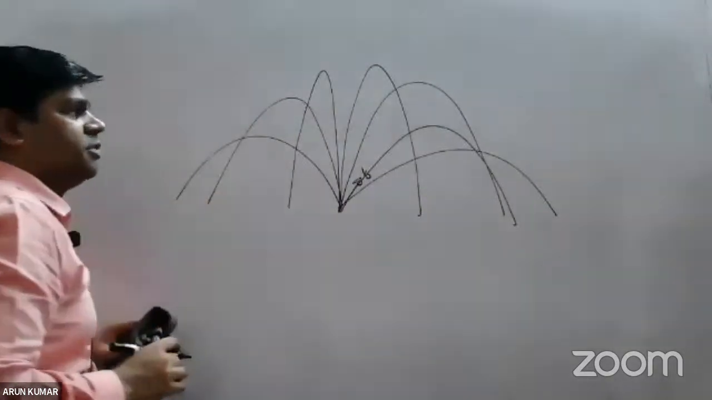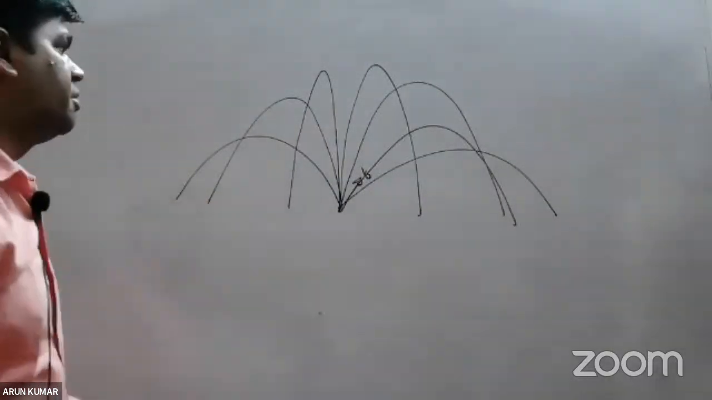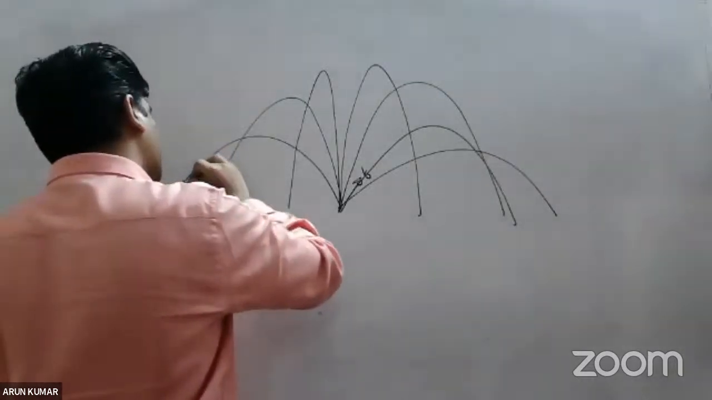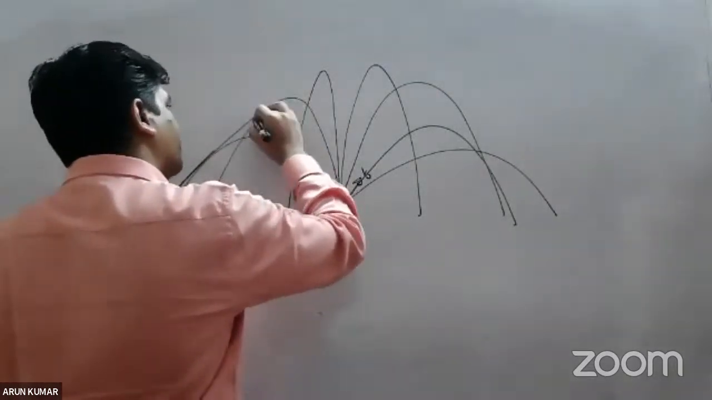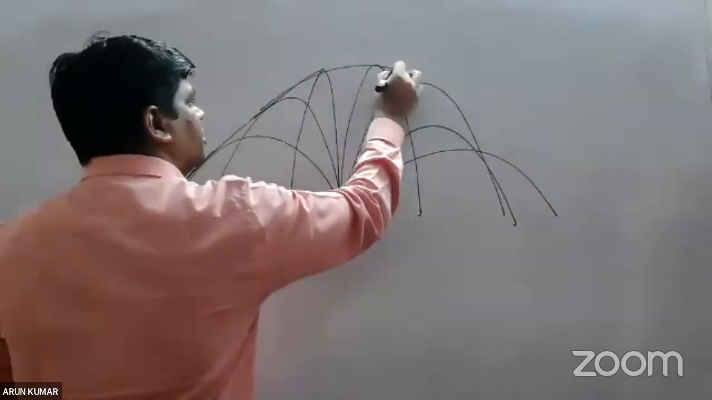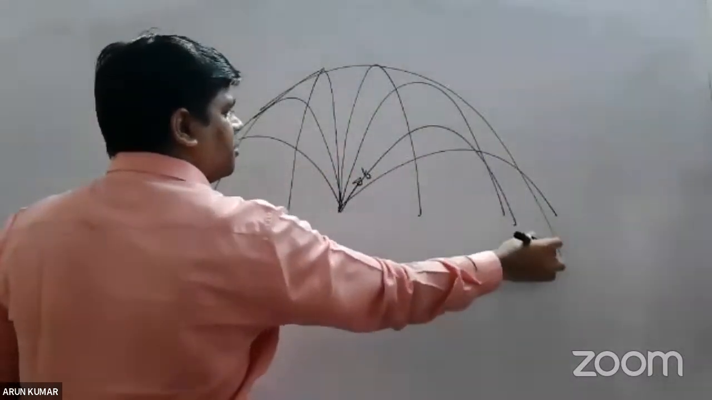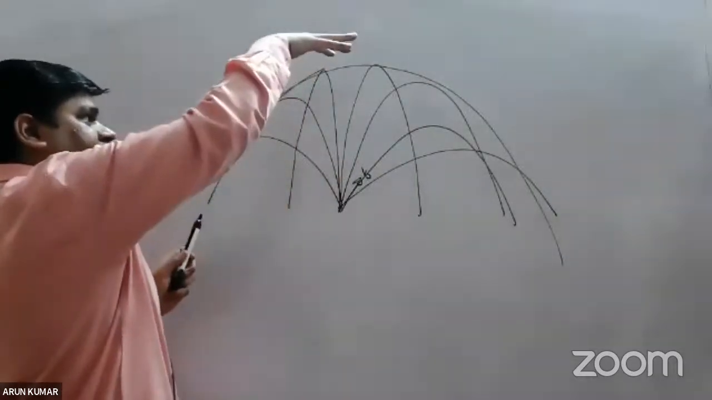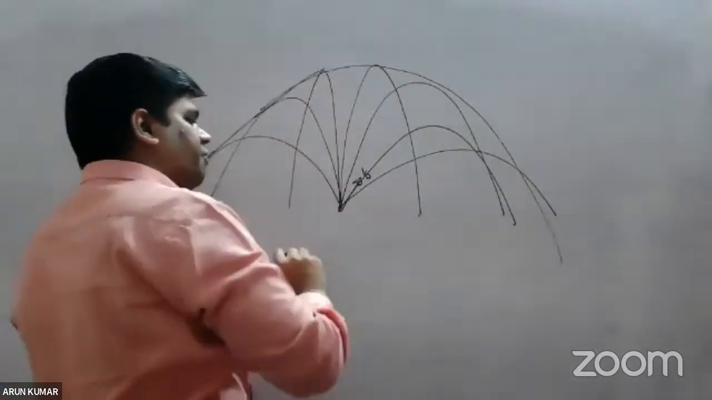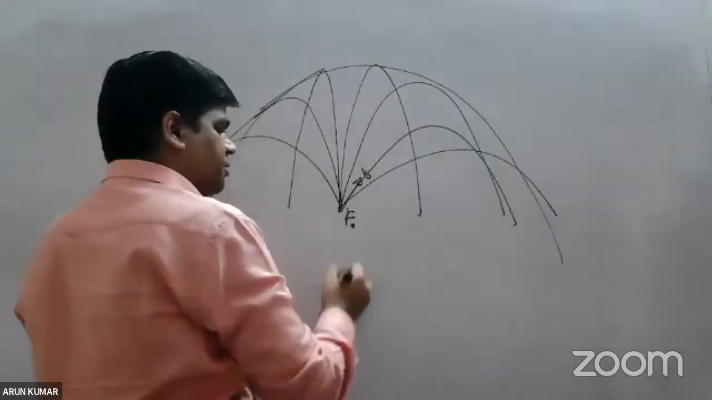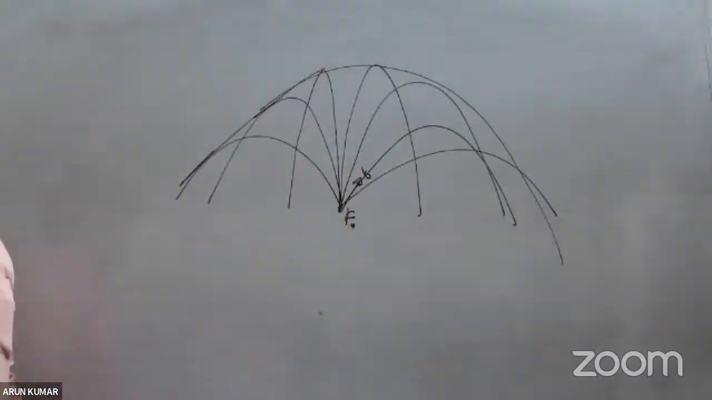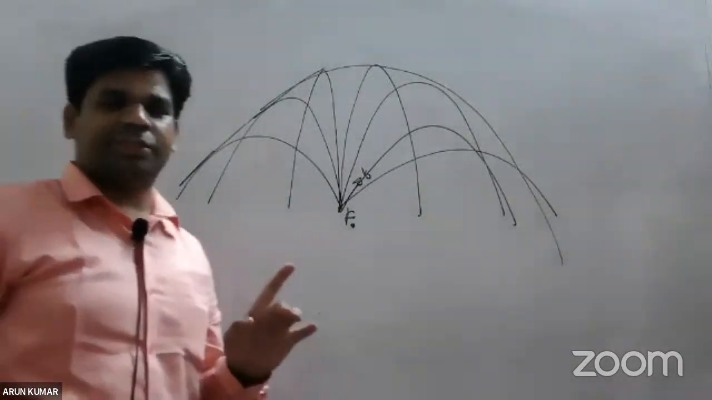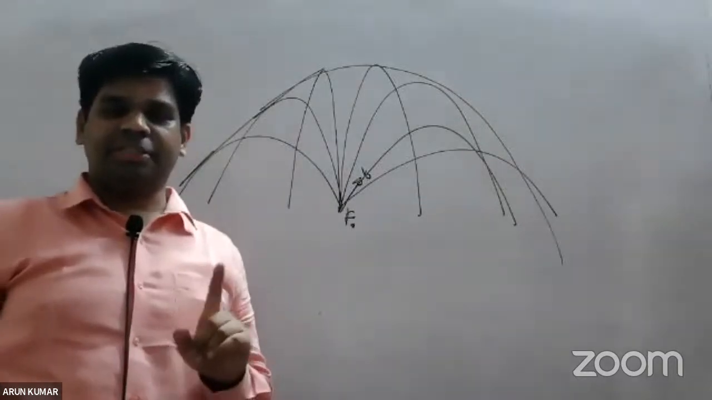If you look at the pattern, this whole thing is under another parabola. All these trajectories are under this umbrella, which is again a parabola with this as focus. That we will derive. This question is given so that you skip the question. Such questions cannot be attempted in the exam.